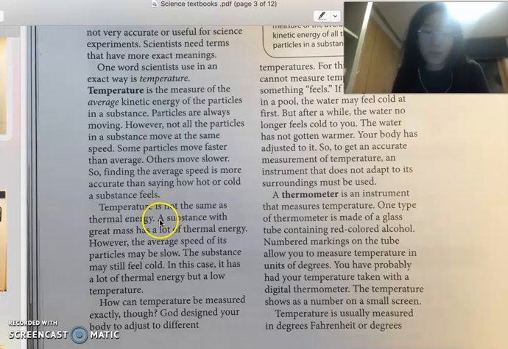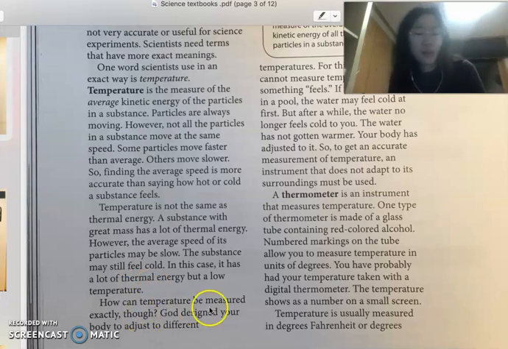Temperature is not the same as thermal energy. A substance with great mass has a lot of thermal energy. However, the average speed of its particles may be slow. The substance may still feel cold. In this case, it has a lot of thermal energy because of the great mass, but a low temperature because the speed of the particles is slow. Kind of confusing, I know, but hang with me.